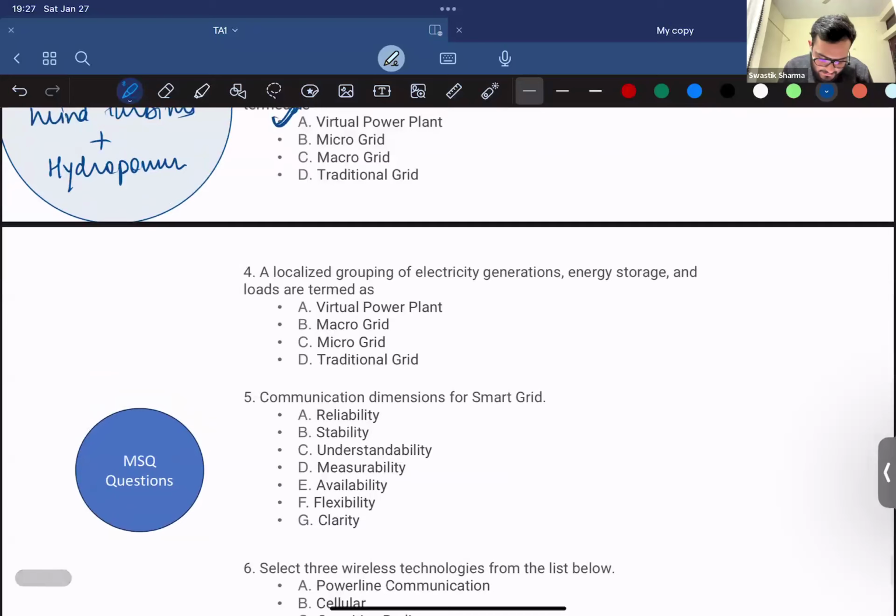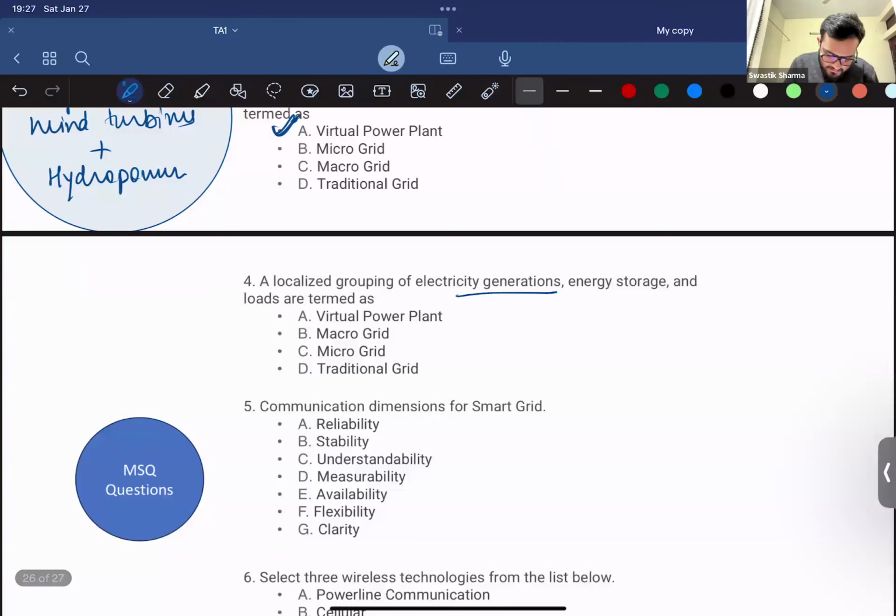Next, a localized grouping of electricity generation, energy storage, and loads is termed as what? Can you tell me the answer for this?